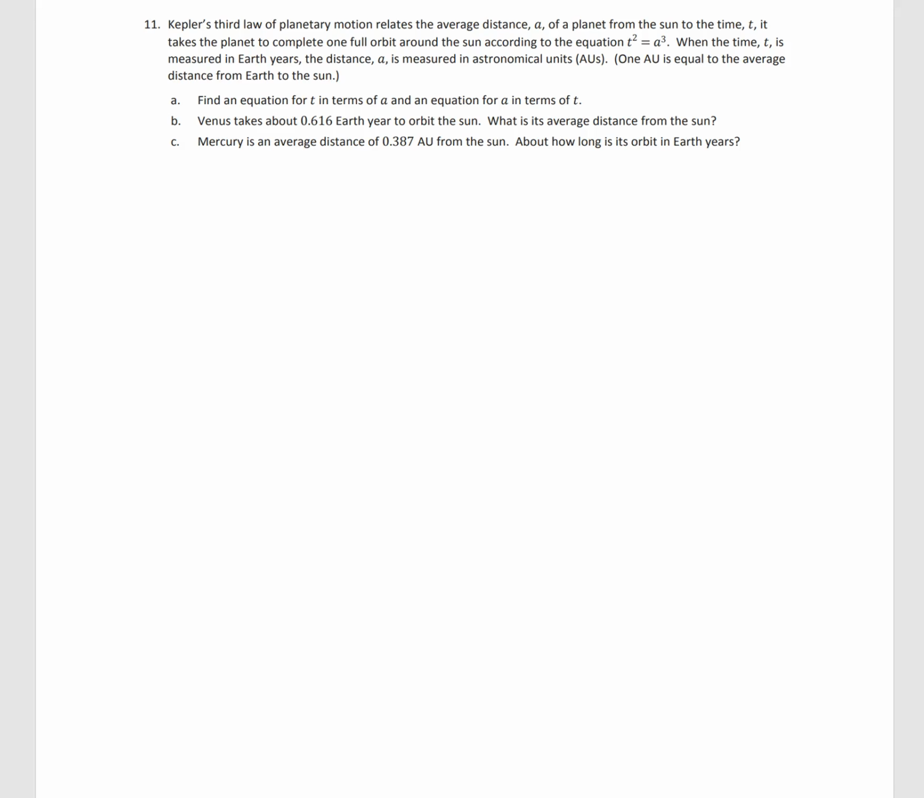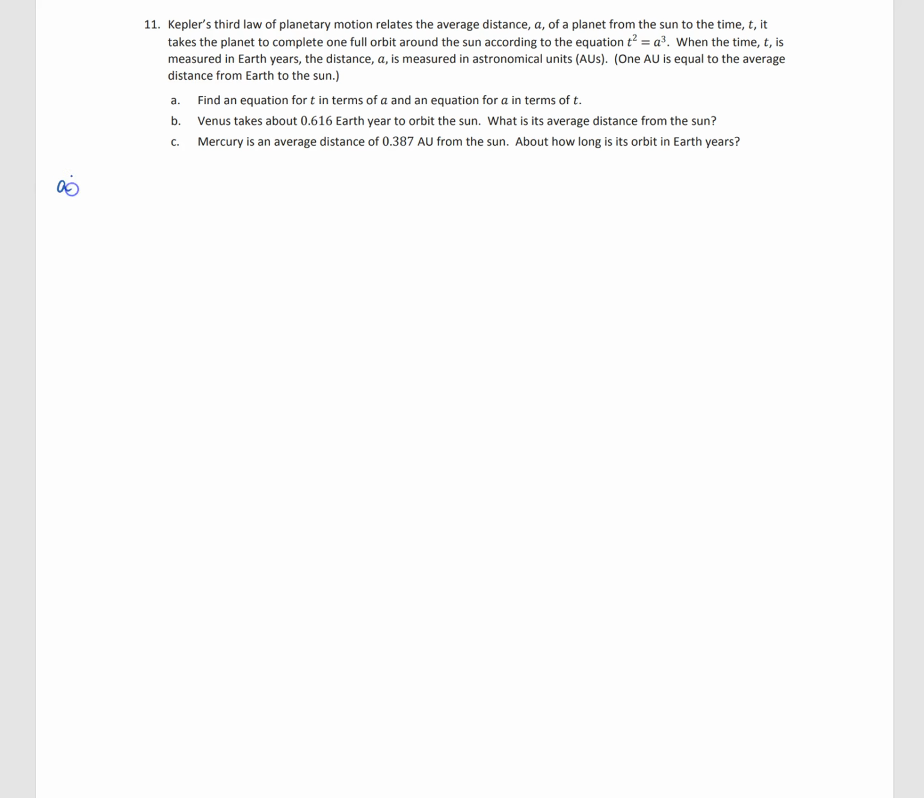Question 11 of part 2 of the homework says that Kepler's third law of planetary motion relates the average distance a of a planet from the Sun to the time t it takes the planet to complete one full orbit around the Sun, according to the equation t squared equals a to the power of 3. When the time t is measured in Earth years, the distance a is measured in astronomical units, and 1 AU, or 1 astronomical unit, is equal to the average distance from Earth to the Sun.